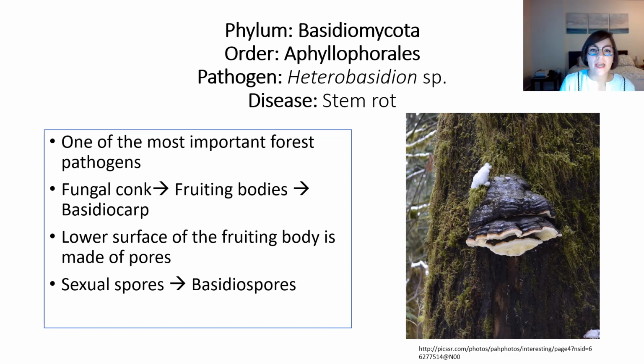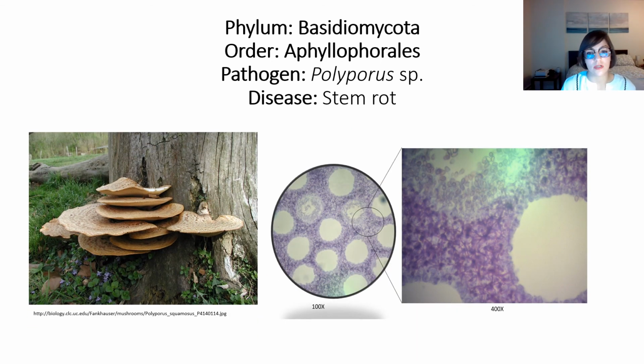Now we will check the order Aphyllophorales, and here we have one important pathogen, which is Heterobasidion, which causes stem rot in different perennial trees. This is one of the most important forest pathogens, and here we have the fungal conk, which is the fruiting body of the pathogen, where the basidiocarp develops. The lower surface of this conk is usually made of pores where the basidiospores develop. The sexual spores are the basidiospores in this fungus.